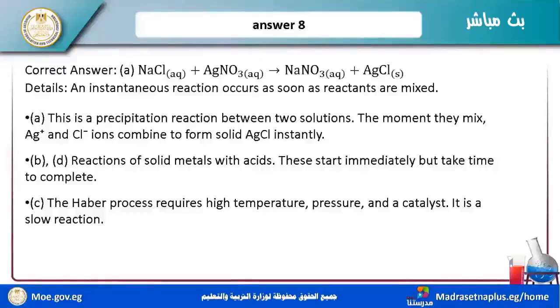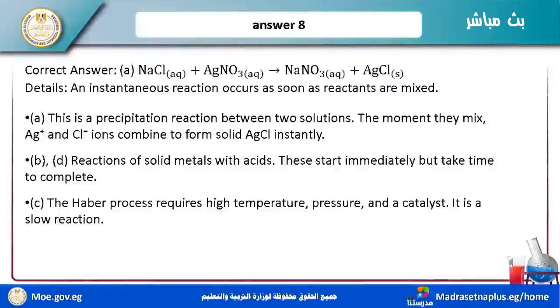Ionic compounds in solution react very fast because it is easy for displacement to occur in aqueous solution. Instant means the reaction occurs as soon as the reactants are mixed. This is a precipitation reaction between two solutions. The moment they mix, Ag plus and Cl negative ions combine to form solid AgCl instantly.